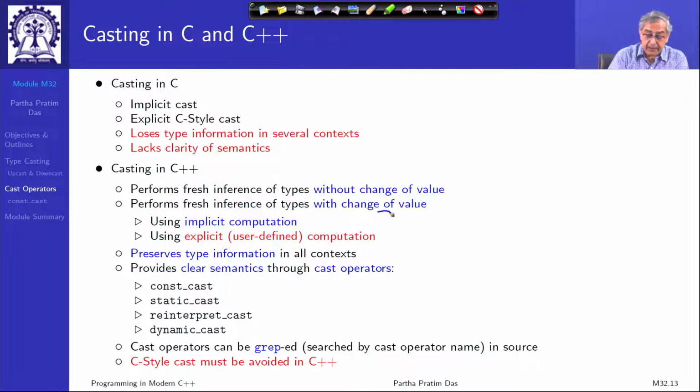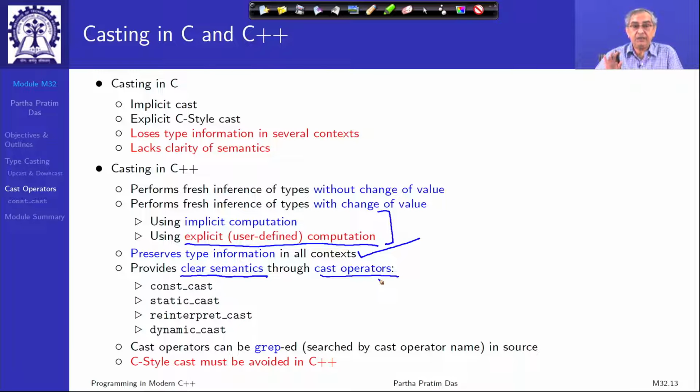Now, the second can be done using implicit conversion or explicit user defined conversion, which we will have to learn. What is user defined conversion? It does not exist in C, so we do not know. The target is to preserve type information in all contexts. Do not lose the type information. C++ is strongly typed, you cannot lose the type information. So, that is the basic objective. So, with that, C++ provides clear semantics through 4 different cast operators: const cast, static cast, reinterpret cast and dynamic cast.